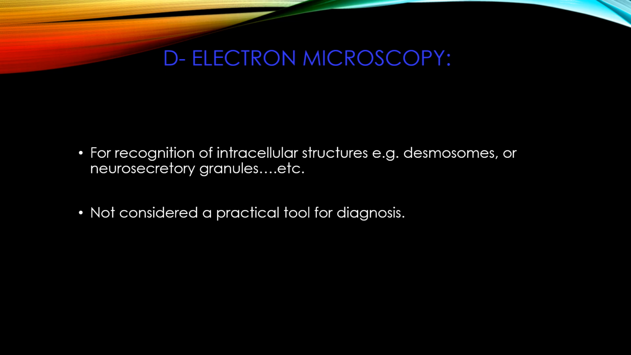Another process that we can use in our diagnosis is electron microscopy. Now, electron microscopy is usually for recognition of intracellular structures like desmosomes or neurosecretory granules, some types of lipid droplets, any very small structures seen intracellularly that can give us a hint about the type of the cell that we are looking at. Now, electron microscopy is not a practical tool for diagnosis because we have to have the electron microscope, which is not available everywhere, and you need special media and special processing techniques for tissue in order to look at it by electron microscopy. It is used in certain types of biopsies like kidney biopsy and other types that need electron microscopy.